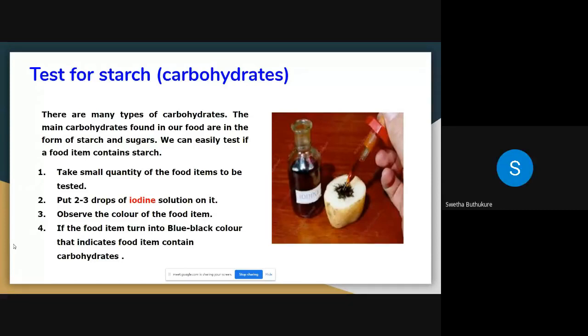Okay, so we can easily test a food item that contains starch. So how can we do that? Shall we do the test? Iodine test. Yes, sir. Okay, I will do that. All of you focus on that.